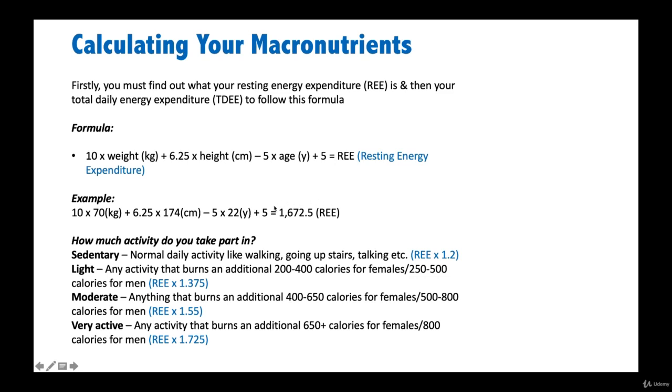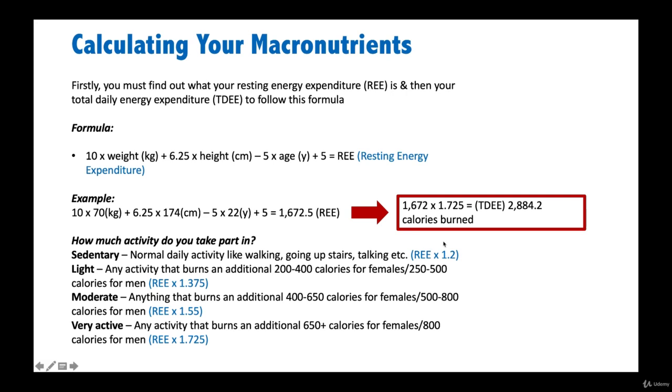So in this case, for this guy, it's 1672.5, and then we multiply it by which number, depending on which category you're in. So if you're in moderate, you've got to times your REE by 1.5 times. If you're very active, you've got to times it by 1.725, and so on and so forth. You get the gist. So in this example, our guy is very active.